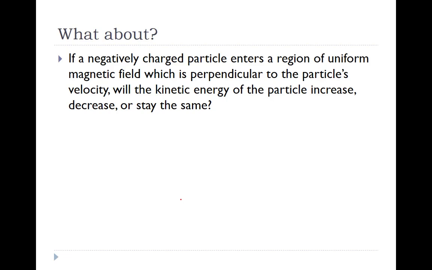Okay, if a negatively charged particle enters a region of uniform magnetic field directed perpendicular to the particle's velocity, will the kinetic energy of the particle increase, decrease, or stay the same? So first, let's think about a negatively charged particle with a velocity entering a region with a magnetic field. By right-hand rule V, fingers in the direction of the velocity, rotate your hand so that you can move your fingers to a 90-degree angle and point along the magnetic field, 90 degrees to your palm, I should say. Your thumb then gives the direction of the force.